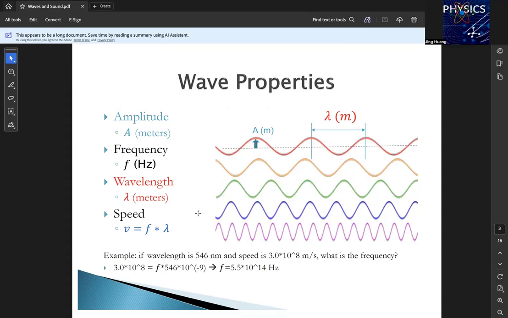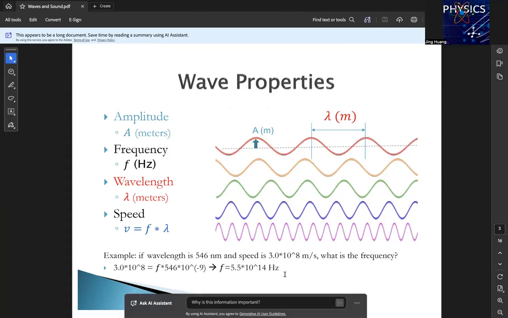Wavelength is new. Wavelength means, along the direction of the wave propagation, the distance between two same motions of oscillation. That is wavelength. And speed is how fast the wave spreads out. And here we have an example you can look at.